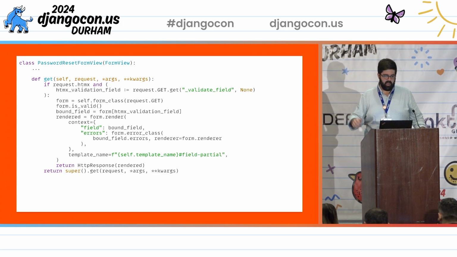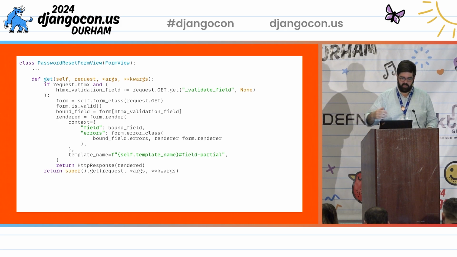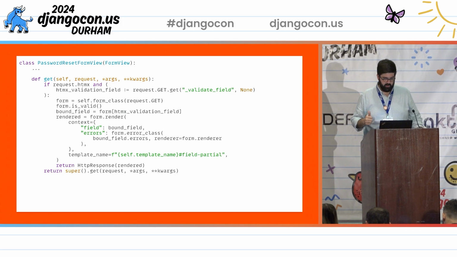So we're going to pass it into the form class. We're going to check if it's valid. And then we're going to get the bound field from the form clean data. And then we're going to render the form using a custom template with the partial, using the fragment, the hash, the number sign. We're going to target that template partial that we defined earlier, the field partial.